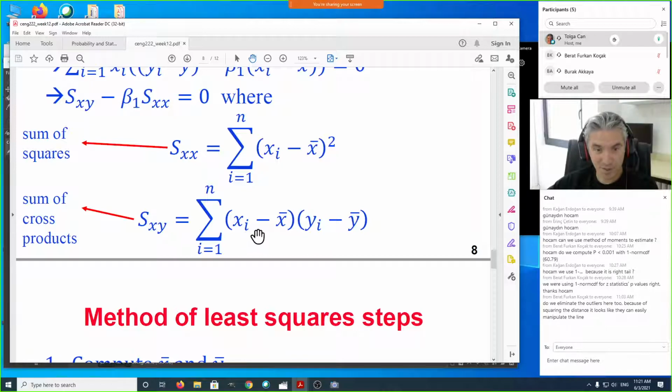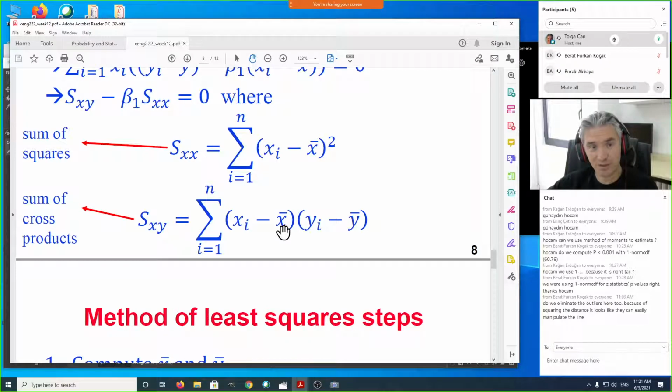And if you see what this is, the summation of xi minus x bar times yi minus y bar, this looks like the numerator in the covariance. If you were to estimate the covariance between these two variables, this is what we would have in the numerator. So we can also call these sum of cross products and sum of squares.